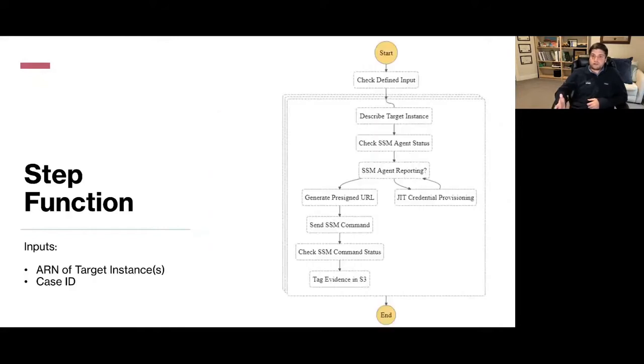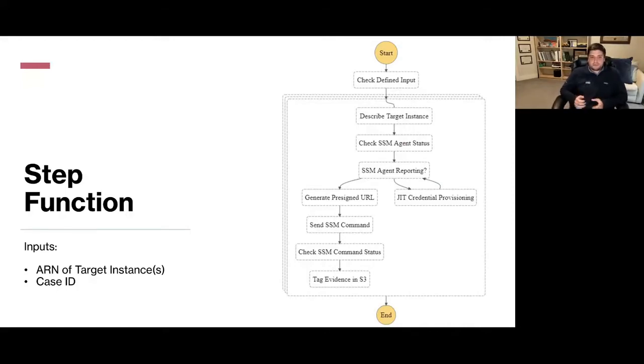So here is our step function in all of its glory. You'll notice a few things right off the bat, but before I deep dive, let's talk about the inputs to the step function. If you want to run this step function manually, you can give it a few things. The first thing that's always required is a description of the target instance. You can do that in a couple of ways. You can give me the ARN, the Amazon Resource Name, of the target instance you want to perform the triage collection against, or you can tell me the account, the region, and the instance ID of the target instance.